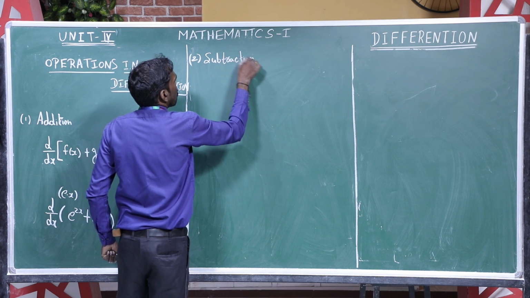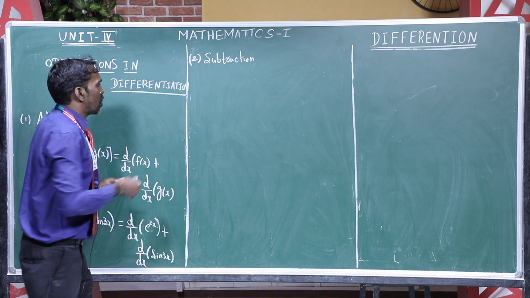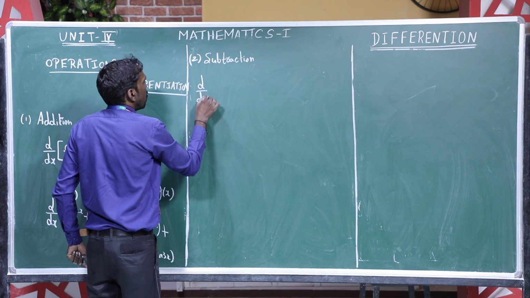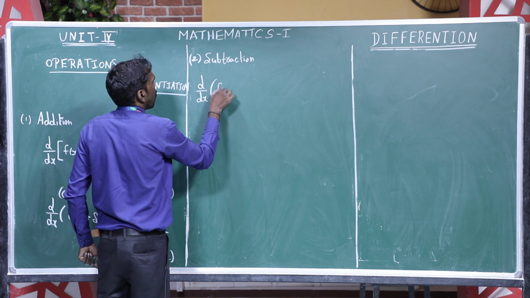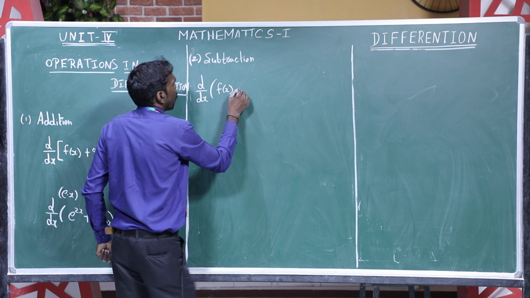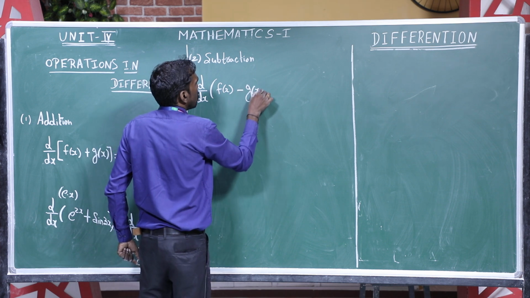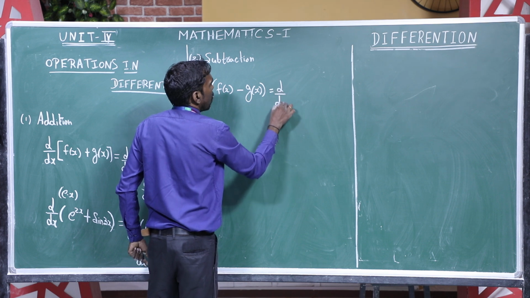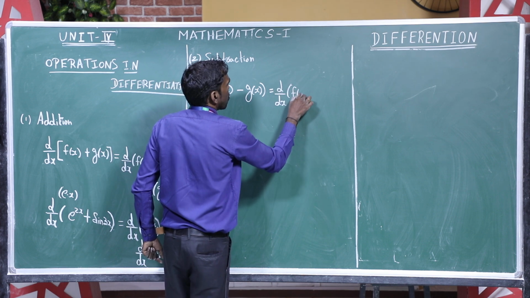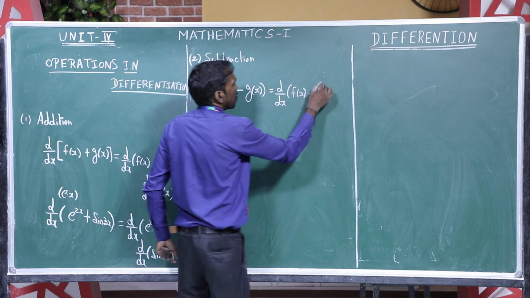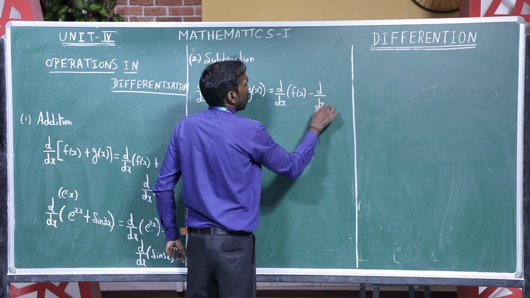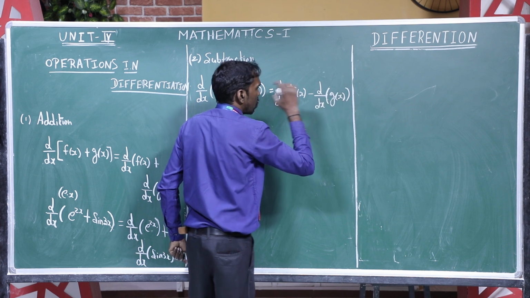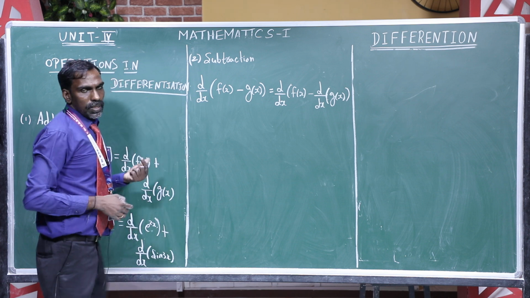Similarly to addition, the only difference is the negative sign. So this is also d by dx of f of x minus g of x. I can split it up into d by dx of f of x minus d by dx of g of x, like that. So this is the subtraction operation.